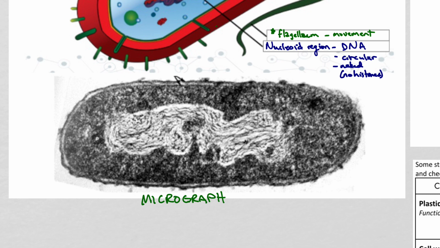All right, it's pretty easy to see the nucleoid region here. This is the nucleoid region. This is the naked circular DNA. It's easy right here. You can see this cell wall. It's kind of thick. And if you were asked to label the cell membrane, you would need to point at this inner layer of the cell wall. So this inner layer right here, this is the plasma membrane. Controls what comes in and out of the cell.